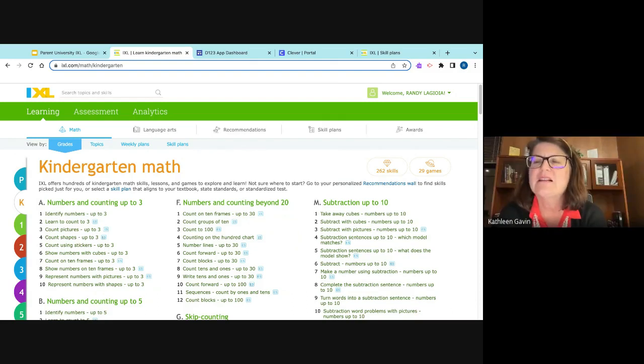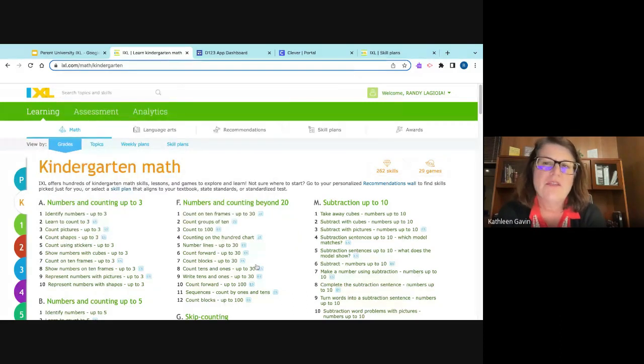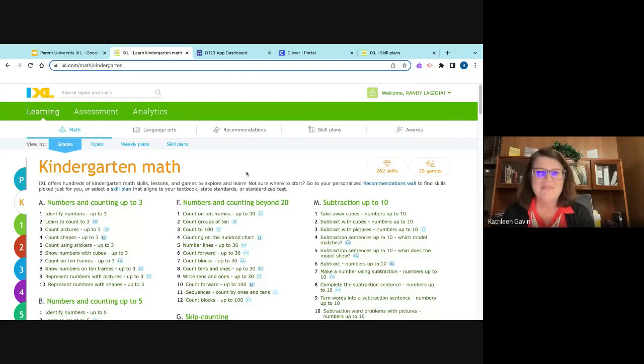IXL.com/sign-in, that I put in the chat. If your child doesn't know their username and password, I would just reach out to your child's teacher and tell them that you're interested in working on IXL at home, and they can get you access to that. Perfect. Yeah, that'll be great. I'm so excited that your son is excited. That's great.